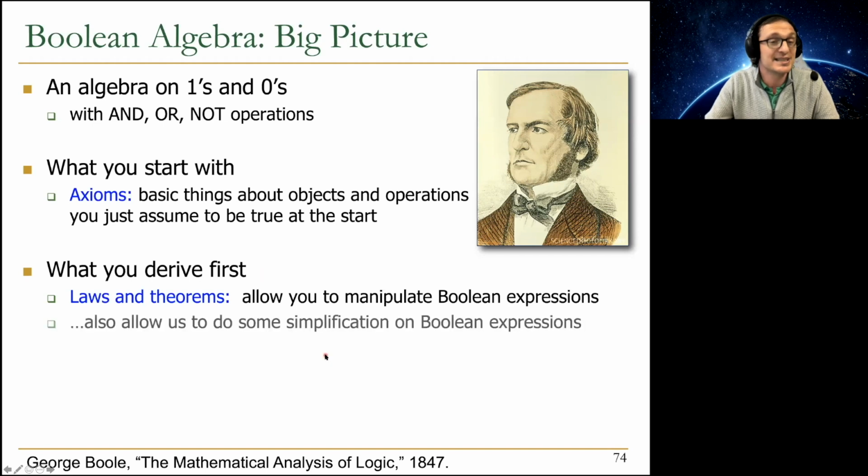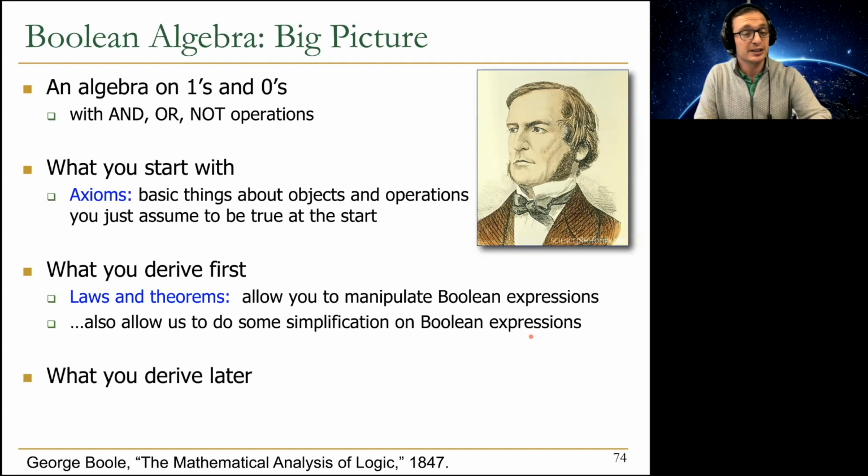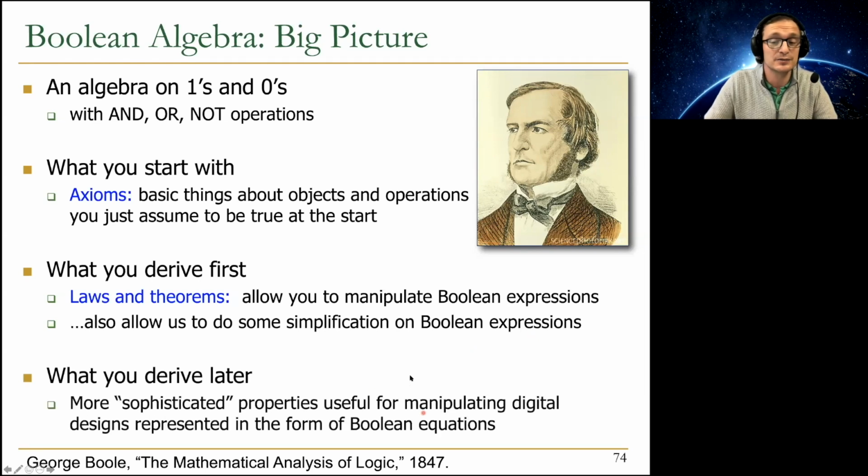Basically, using Boolean algebra to implement a function in a careful way enables us to design better computers, better digital logic, let's say. Better meaning lower area cost, higher performance, higher energy efficiency, lower energy, etc. So it allows us to do simplification on Boolean expressions, which is going to be the part for minimization. So later you derive more sophisticated properties useful for manipulating digital designs represented in the form of Boolean equations.